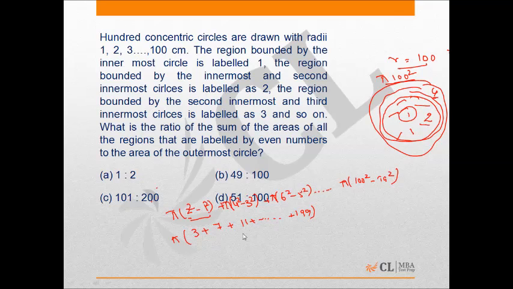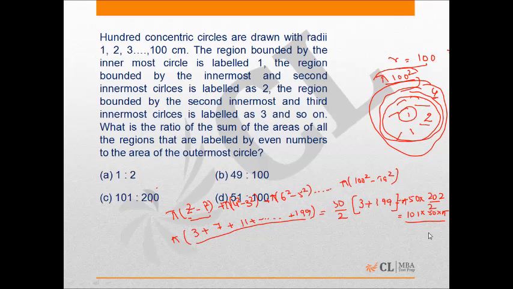So we need to calculate the sum of this series, which is the series for the even numbered regions. The number of terms turns out to be 50, so the sum is n by 2 into a plus l, where a is the first term, 3 over here, and l is the last term, which is 199. So 50 by 2 into 202, multiplied by pi, that is 101 into 50 into pi. That's the area of the even numbered regions.